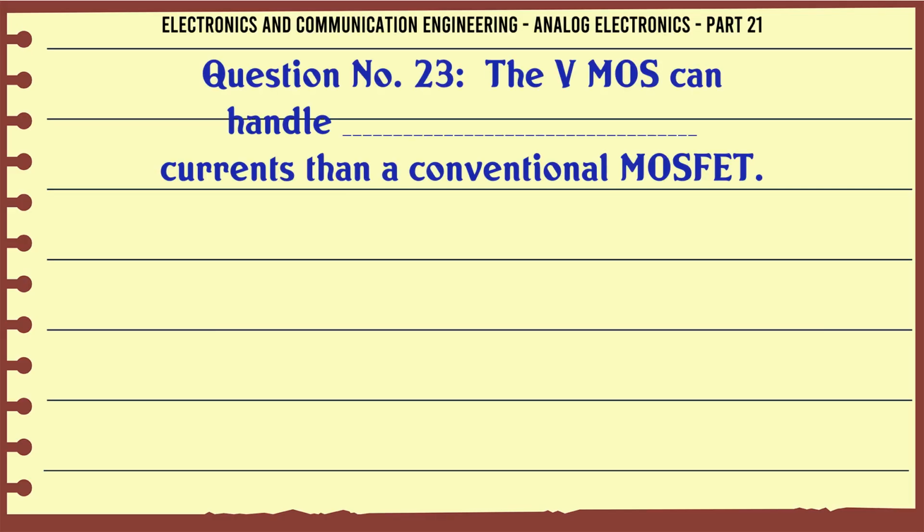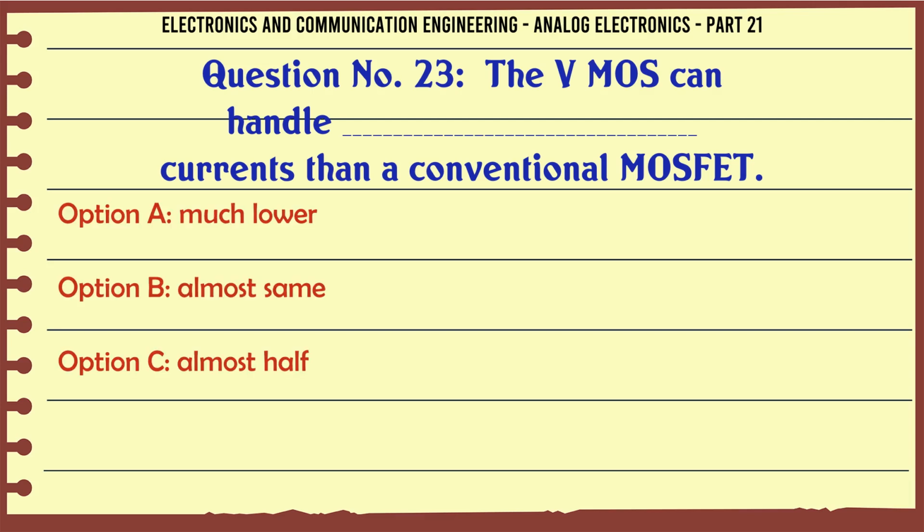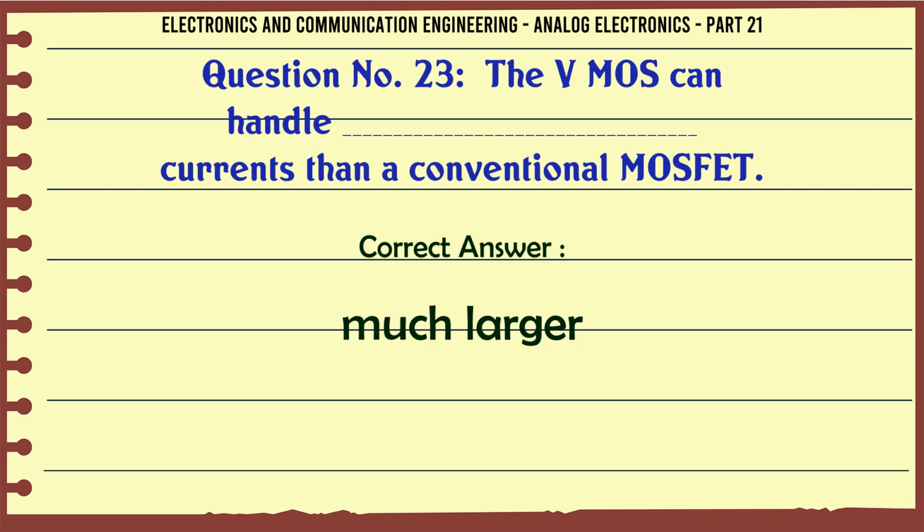The V MOS can handle currents than a conventional MOSFET. A. Much lower. B. Almost same. C. Almost half. D. Much larger. The correct answer is much larger.